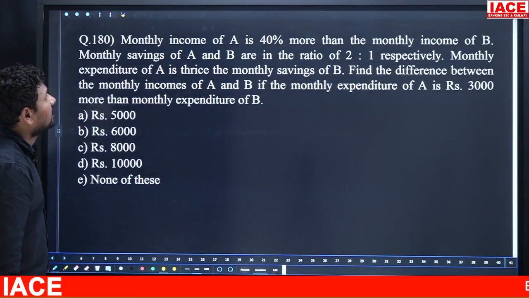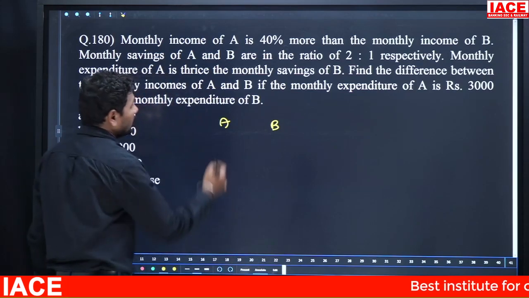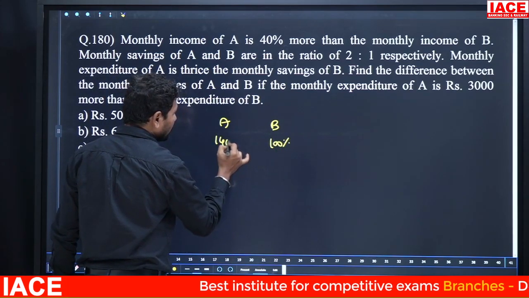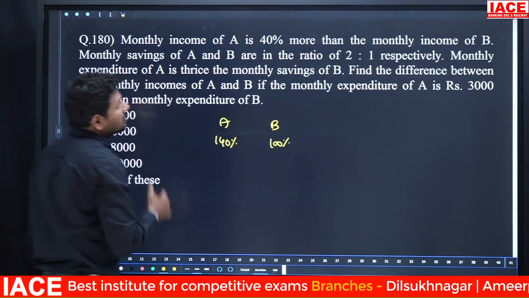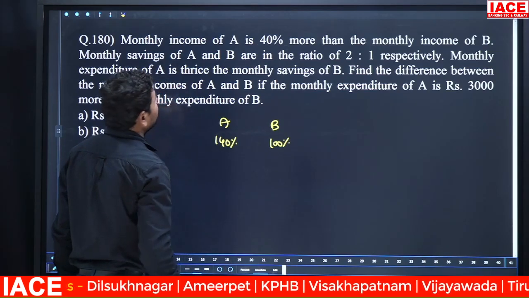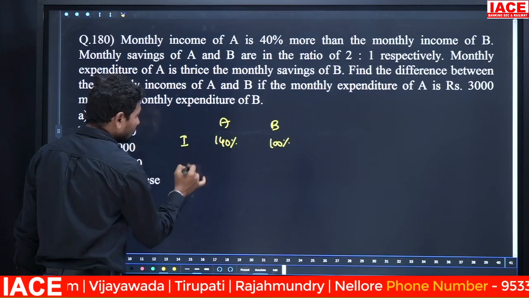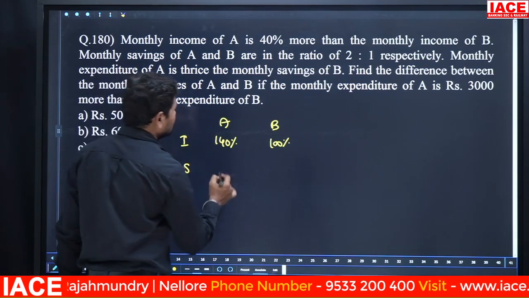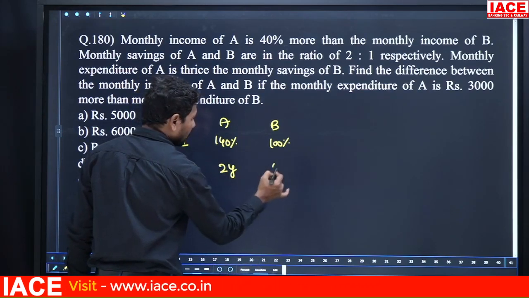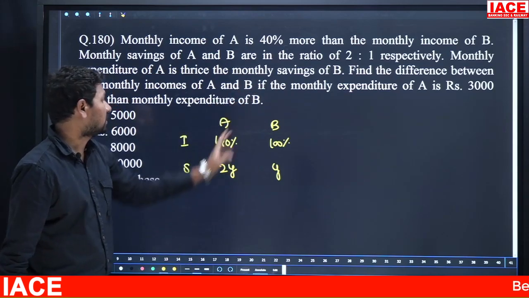Next, monthly income of A is 40% more than the monthly income of B. If it is 100%, then A is how much percentage? 140%. Okay. Next, the monthly savings of A and B are in the ratio 2:1. Then A and B, what is the value? Savings. This is income and savings. Savings value, what is the ratio? 2x and x, otherwise 2y and y. I am taking 2y and y, because 2:1.